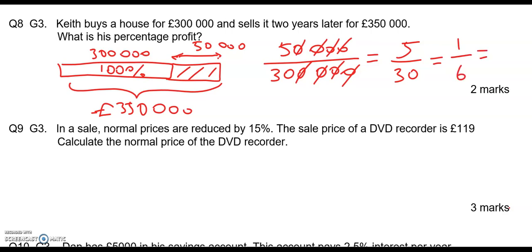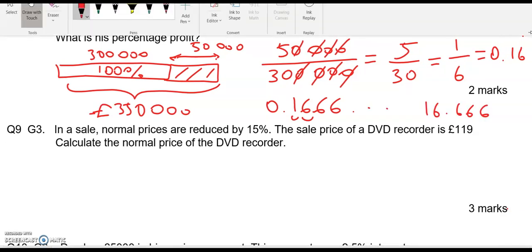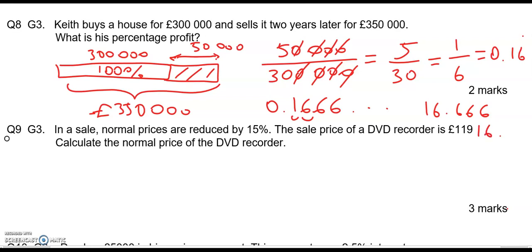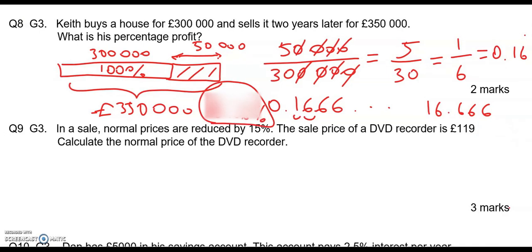So 1 divided by 6 gives us 0.16, so 6 is recurring. Now, with 6 recurring, that means that we have 0.1666 and so on. We've got to write this as a percentage, and to turn this into a percentage, we multiply by 100. So moving the decimal point 2 places means that we get 16.67% to 2 decimal places.